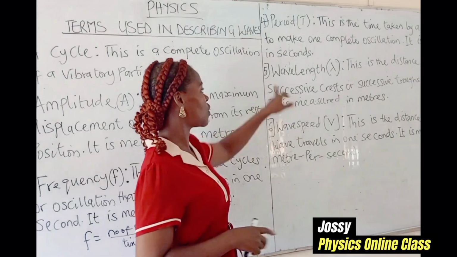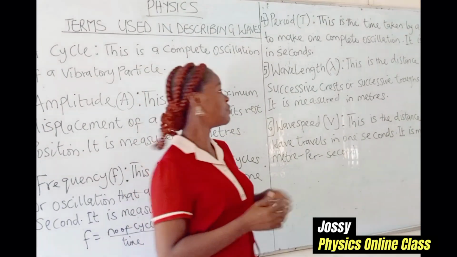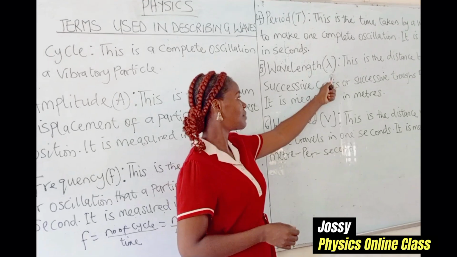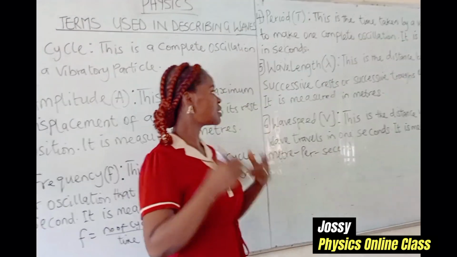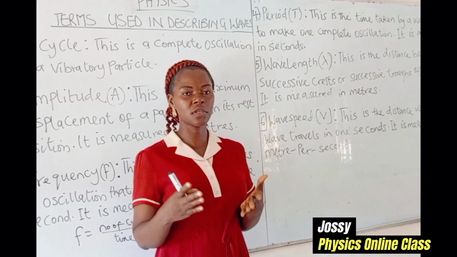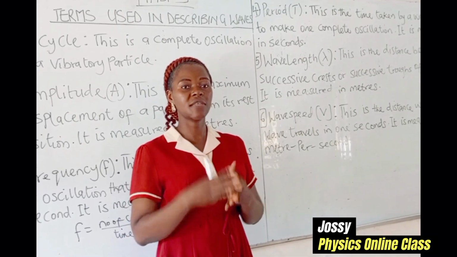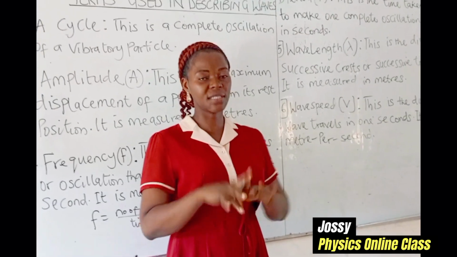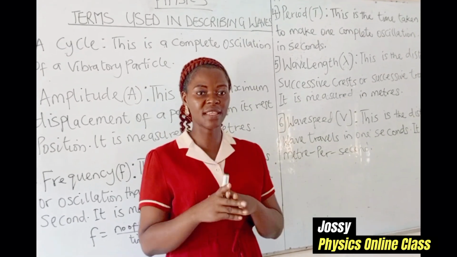Then the next we have is wavelength. And the symbol for wavelength is lambda. Wavelength is the distance between two successive crests or successive troughs of a wave. It is measured in meters, because it is distance.